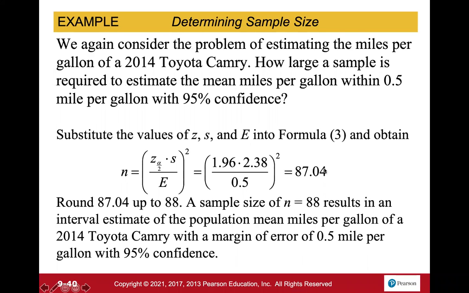We're always going to bump it up one more. So we're going to bump it up to 88 instead of 87, because remember, we still need that 0.03 of a person in order to match this data here. So round up to 88. The sample size of n equaling 88 results in an interval estimate of the population mean miles per gallon of a 2014 Toyota Camry with margin of error 0.5 miles per gallon with a 95% level of confidence. And that's it for this section.